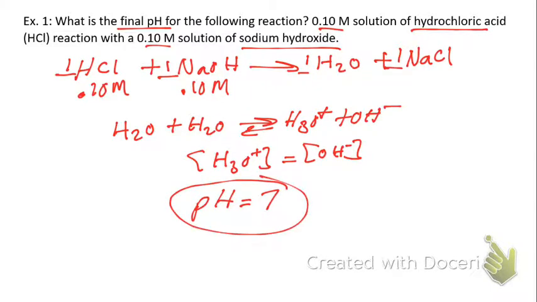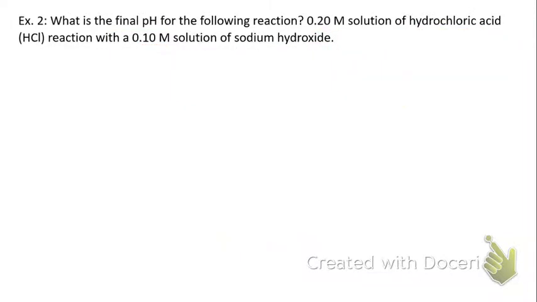Okay? Because we've used up all of the strong acid and strong base, and the autoionization of water gives equal amounts of hydronium and hydroxide. Therefore, the pH should be 7, and we have a neutral solution. Okay? But what if we don't have equal amounts, and one reactant is indeed in excess?